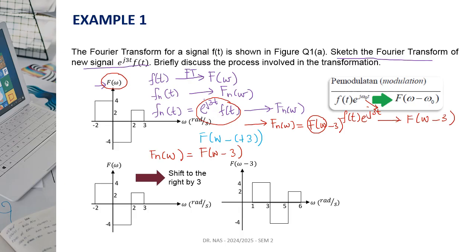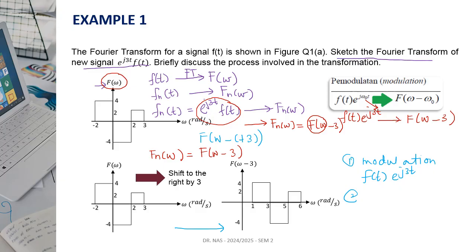The question asks you to sketch the Fourier transform of the signal, so you don't even need to get how the signal looks in the time domain. You just need to sketch the new signal in the frequency domain: the original signal shifted to the right by 3. Don't forget to answer the second part of the question, discussing the process involved. First, that's a modulation process, when the f(t) function is multiplied with the exponential function e^(j3t).